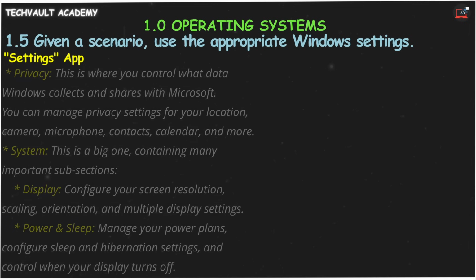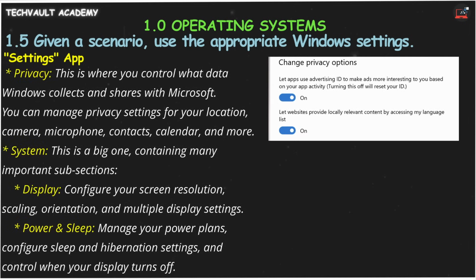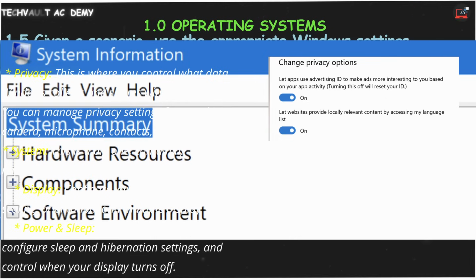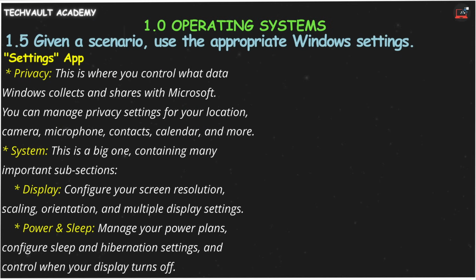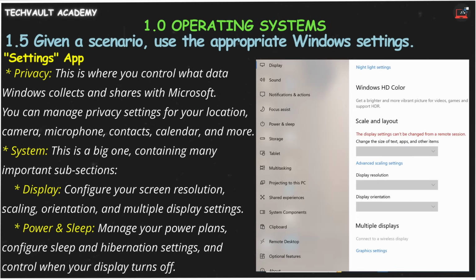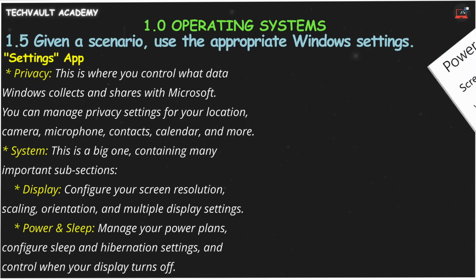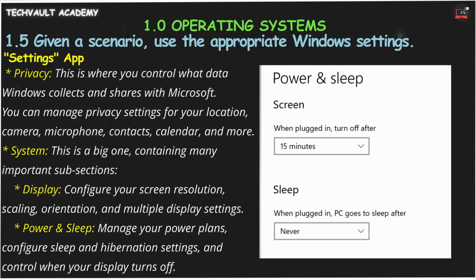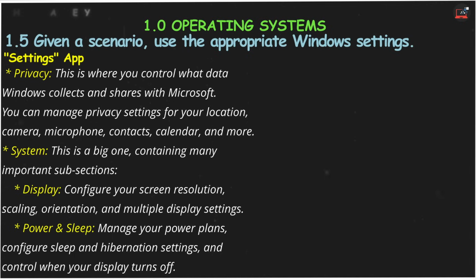Privacy. This is where you control what data Windows collects and shares with Microsoft. You can manage privacy settings for your location, camera, microphone, contacts, calendar, and more. System. This is a big one, containing many important subsections. Display. Configure your screen resolution, scaling, orientation, and multiple display settings. Power and sleep. Manage your power plans, configure sleep and hibernation settings, and control when your display turns off.